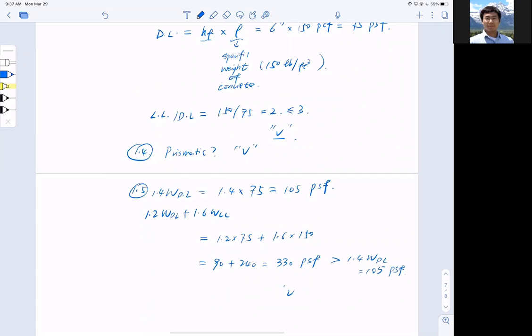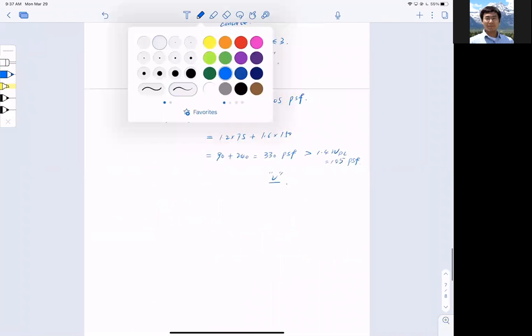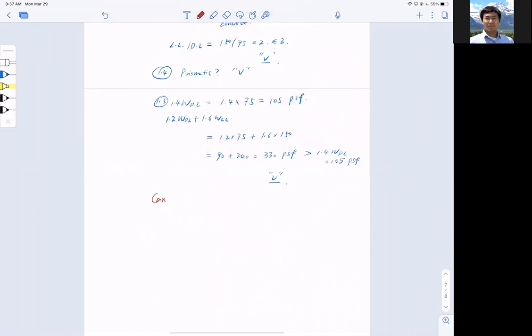Okay, so check. 1.4 dead load does not govern. All right, so at this point, I'm pretty happy, right? I said, you know what? Can use ACI moment coefficient.